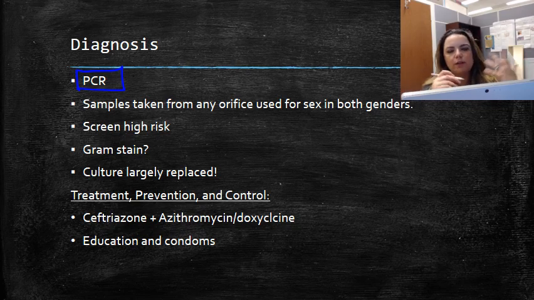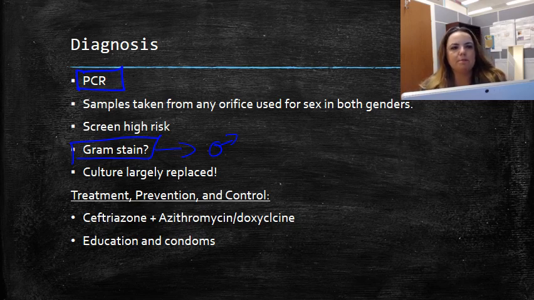Right? How are you going to find it? You could technically do a gram stain of urethral specimens, but this isn't really helpful, right? Because it's really only going to work on symptomatic males who have that purulent discharge. So that's why PCR is really the better option. Culture is sensitive and specific, but really it's been replaced by nucleic acid amplification assays in most labs, including ours.